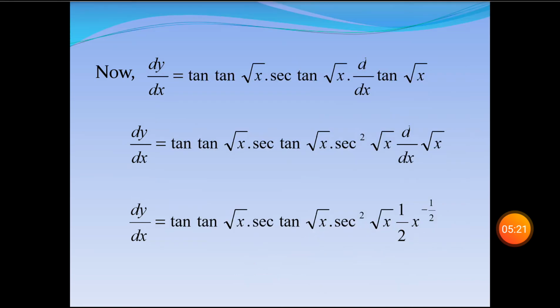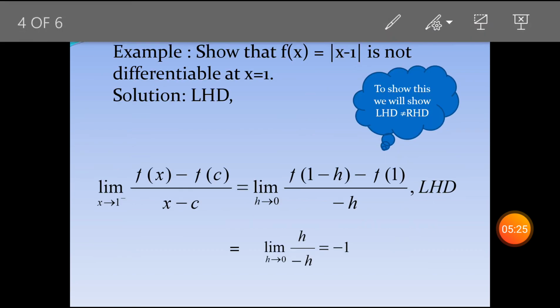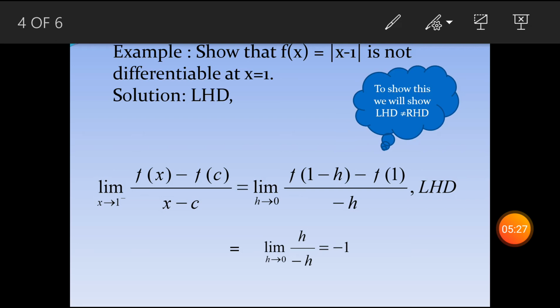So now you see the next example. These examples are part of your exercise 5.2 only, so you can refer to your NCERT book also. So what is there? Show that f(x) = |x - 1| is not differentiable at x = 1.